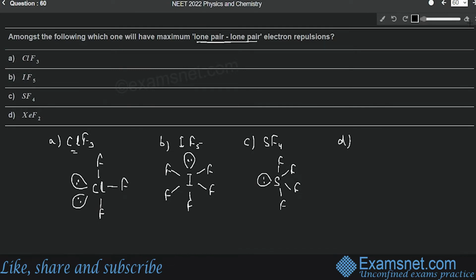And the last one is xenon difluoride. Okay, so xenon belongs to group 18, so it has 8 valence electrons. Out of 8, 2 are shared with the fluorine, right? So 1 here, 1 here. So how many electrons left? 6 electrons left, or 3 pairs of electrons left. Okay, so we can see clearly that the maximum number of lone pairs of electrons are present in xenon. Therefore, there will be the maximum lone pair repulsion in xenon difluoride. Okay, so option D will be the correct answer.